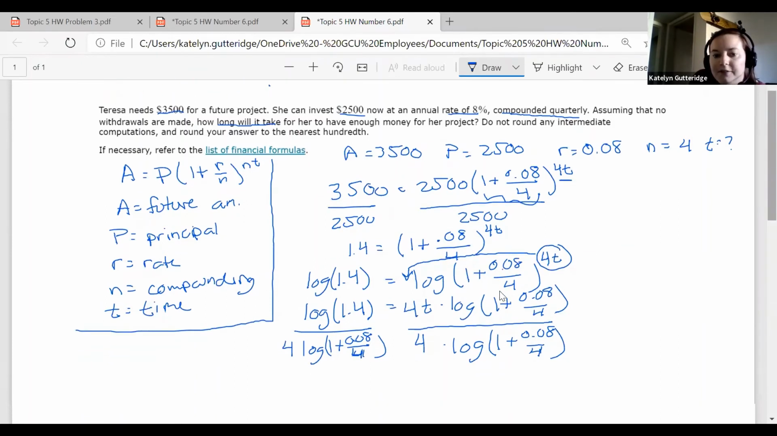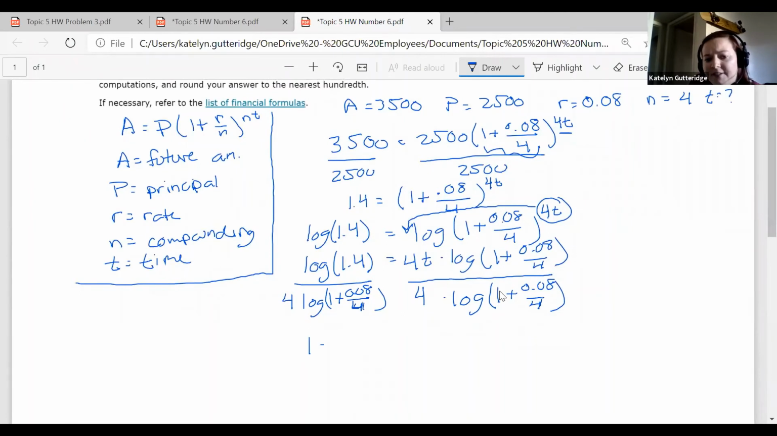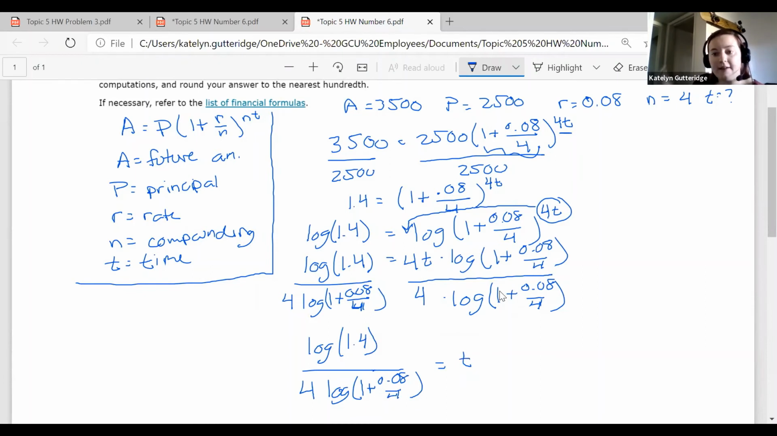So then when I simplify this, my left-hand side I'm going to keep as that fraction. And then on my right-hand side, my 4s are going to divide out and this entire logarithm is going to divide out. So I am left with t. So we took the log, we got the variable out of the exponent, we divided everything except for the variable to the other side. And so now we have what t is equal to.